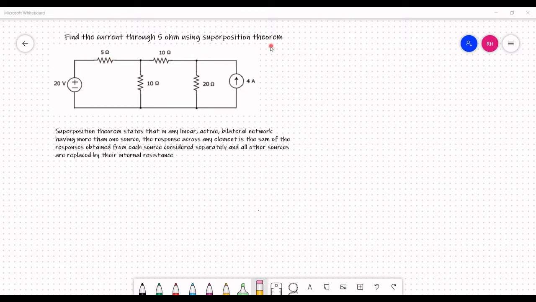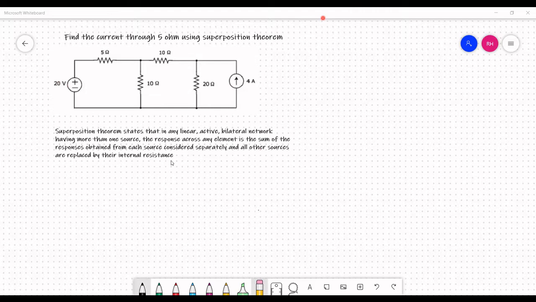applying superposition theorem. According to superposition theorem, in any linear active bilateral network having more than one source, and here we have more than one source, the response across any element is the sum of the responses obtained by each source considered separately. That is, how do we consider the source separately? That is by considering all other sources to be replaced by their internal resistances.